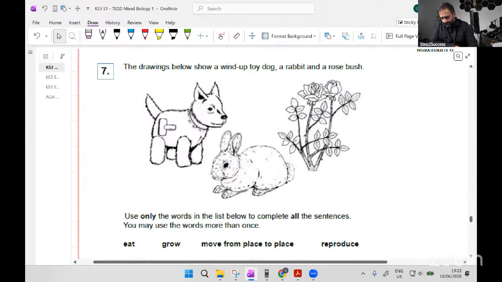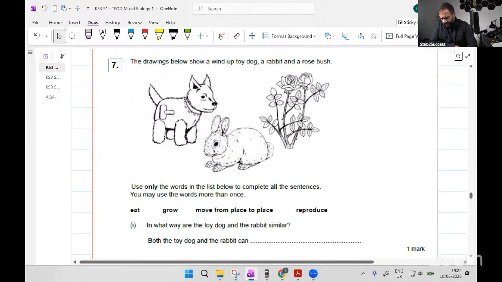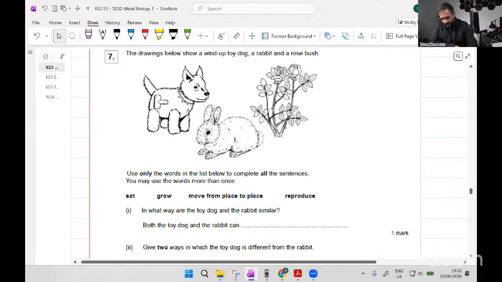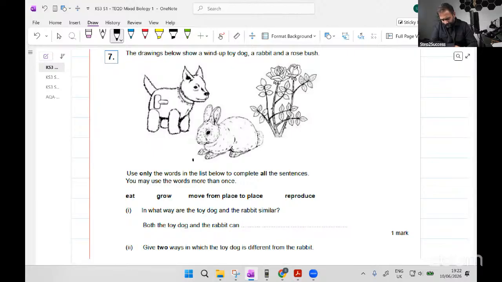Oh, look at that. A wind-up toy dog, a rabbit, and a rose bush. In what way are the toy dog and the rabbit similar? They can both move from place to place because a wind-up toy moves, doesn't it? But it doesn't eat or grow or reproduce, right? So moving from place to place.